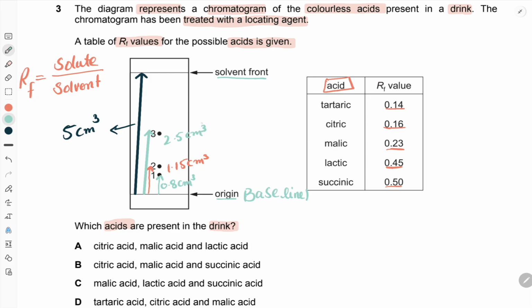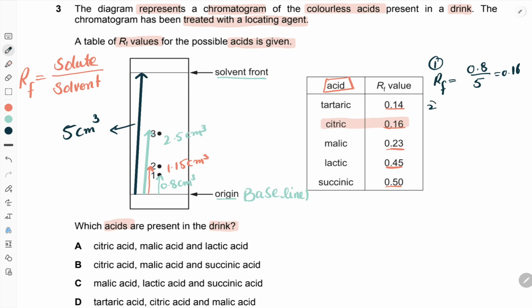Right? Now you know the distance and you know the formula. You can plug the values in the formula and find the RF values. So let's quickly find the RF values of each one of them. For spot 1, the RF using the formula is the distance traveled by the solute, 0.8, over the solvent, which is 5 centimeter. By doing the calculation, 0.8 divided by 5, the answer is 0.16. Okay, so this particular acid contained the citric acid, 0.16.